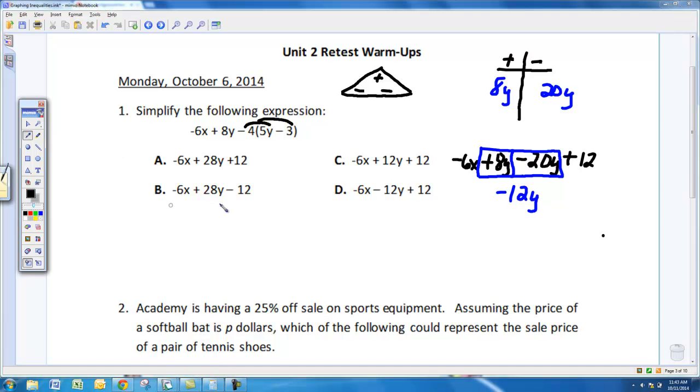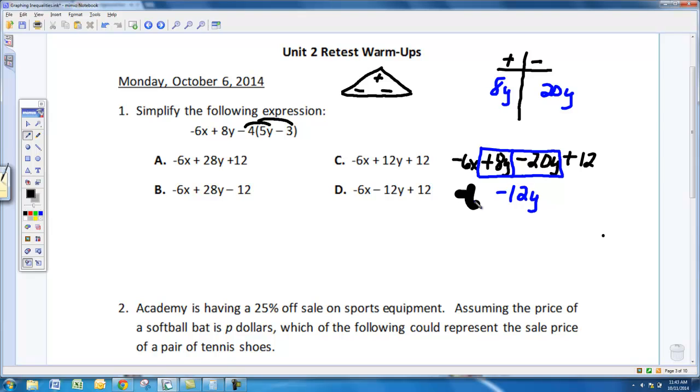Now we'll bring down everything else. Excuse me. Try that again. Bring down negative 6x and positive 12. There are no more like terms to combine, so our answer is D, negative 6x minus 12y plus 12.